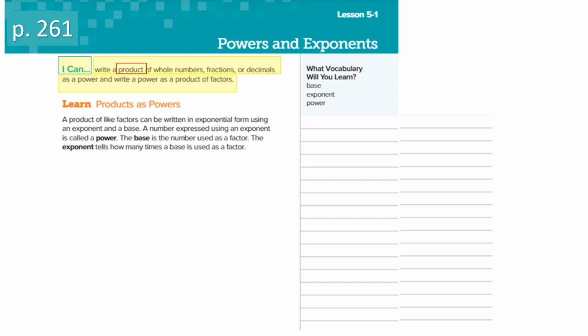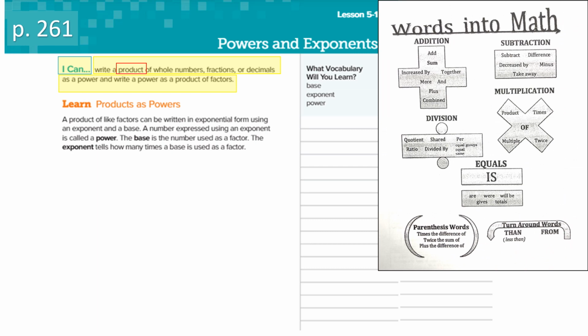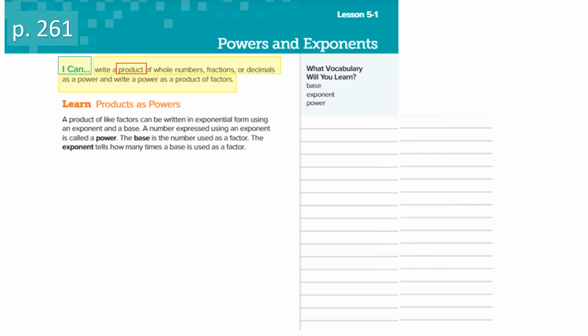If I go back into my math packet that I gave you earlier this year, we look at the words into math page, which is where all the symbols are and specific words that are used in mathematics. Then I can look and find the word product. And if you don't already know, product means the answer to a multiplication problem. So we're going to be doing multiplication when we're talking about exponents. It's not going to be adding, subtracting, or dividing, it's going to be multiplication. But what am I multiplying?